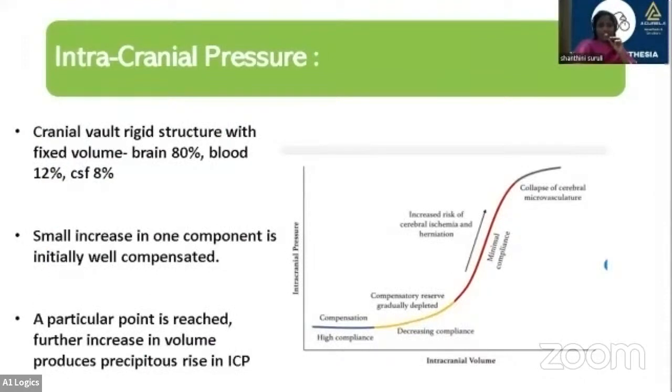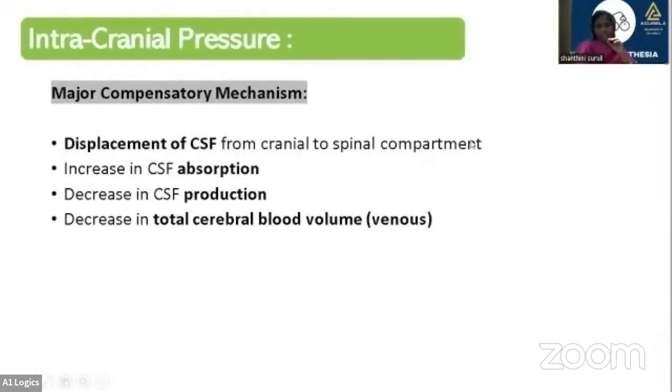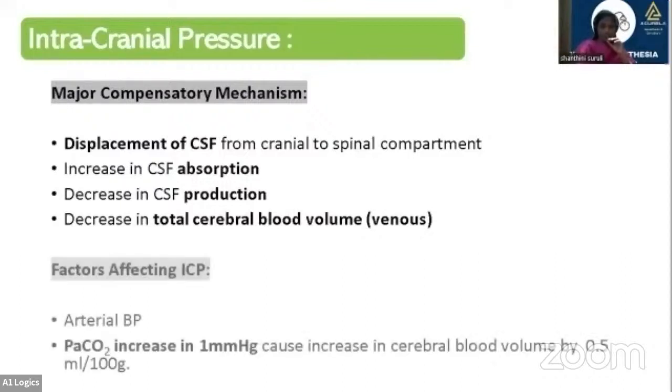Here, the cranial vault is actually a rigid structure with fixed volume: brain, blood, and CSF. A small increase in one component is initially well compensated, but after a particular point, further increase in volume produces a precipitous rise in ICP. The major compensatory mechanisms are displacement of CSF from the cranial to the spinal compartment, increase in CSF absorption or decrease in CSF production, or decrease in total cerebral blood volume.